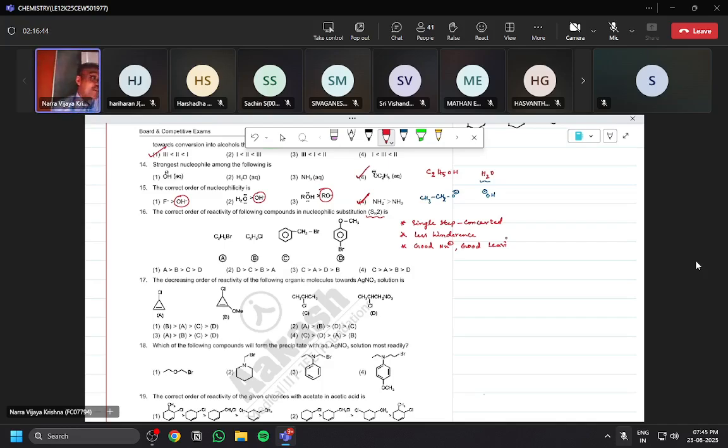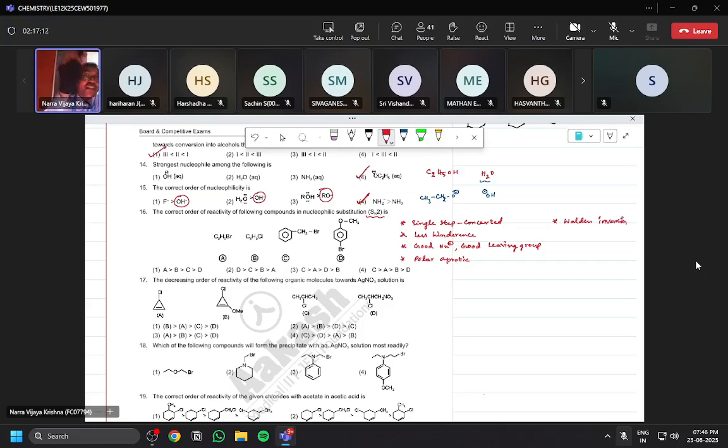Nucleophile also should be good, otherwise conjugate base elimination mechanism will occur. And what type of solvent? Polar aprotic solvent like DMSO, dimethyl formamide, right? Polar aprotic. And Walden inversion, inversion product. In case of SN1, racemization.